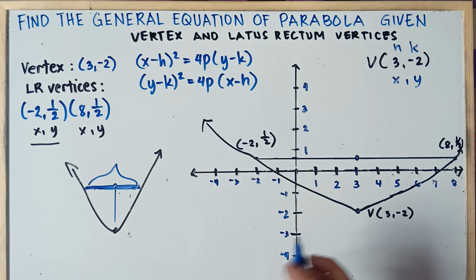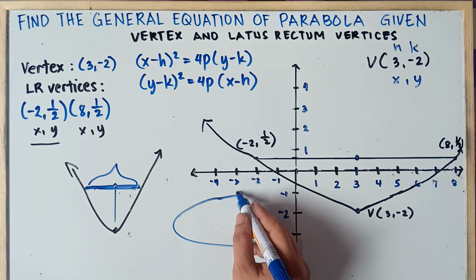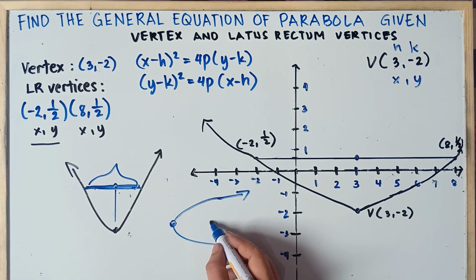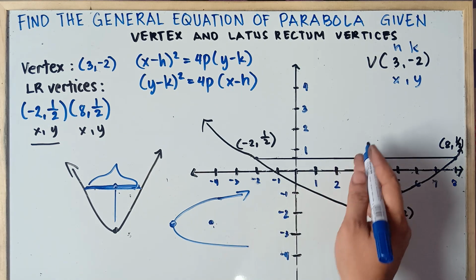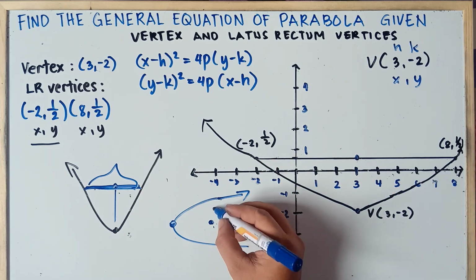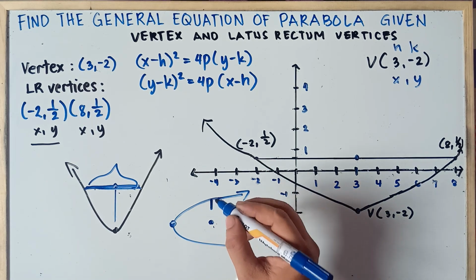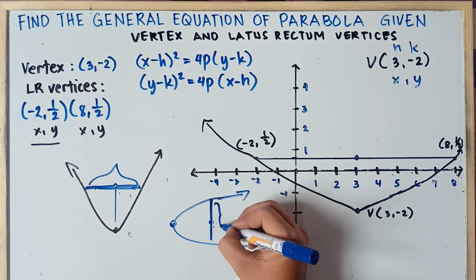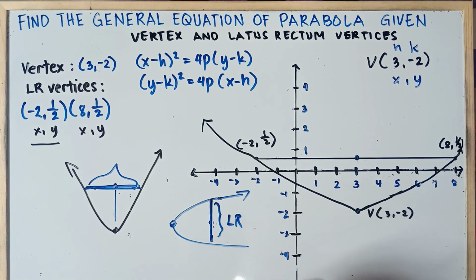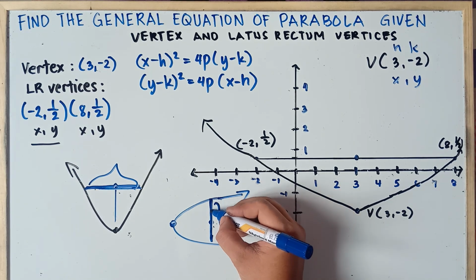Just remember that, class: if you have this kind of parabola, this is your vertex, and your focus is here, always aligned to the vertex and inside the parabola. So the length is here. This line that passes through the focus is what we call the latus rectum.